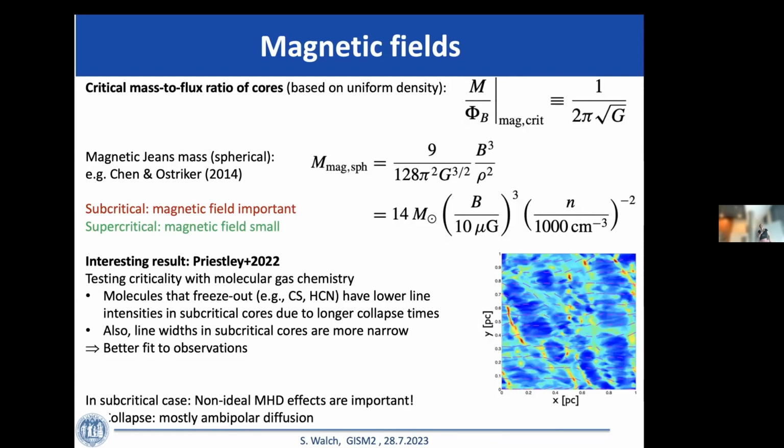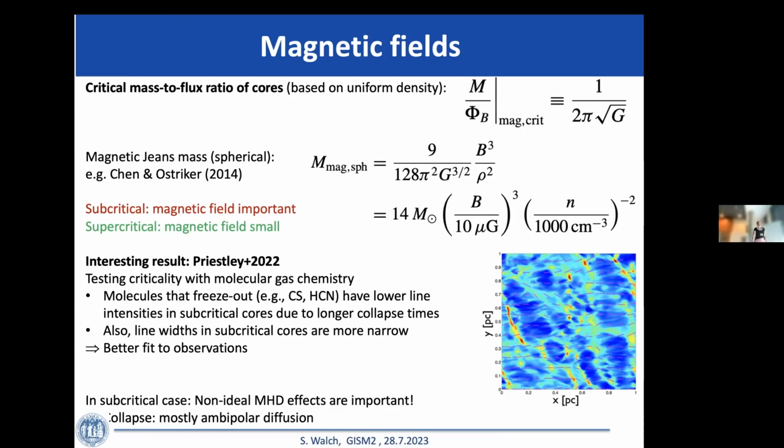Basically, if you have cores which have a magnetic field strength that is lower than the critical value, then you call these cores supercritical. It's a bit counterintuitive, but it means that the mass is larger than what you would have as a mass in this critical core. So supercritical means magnetic fields are small, so not very important. For subcritical cores, your mass is small compared to this critical ratio, and therefore your magnetic fields are important and can probably stabilize cores. There has been a lot of work on this by Mouschovias and so on, going back to the 80s.